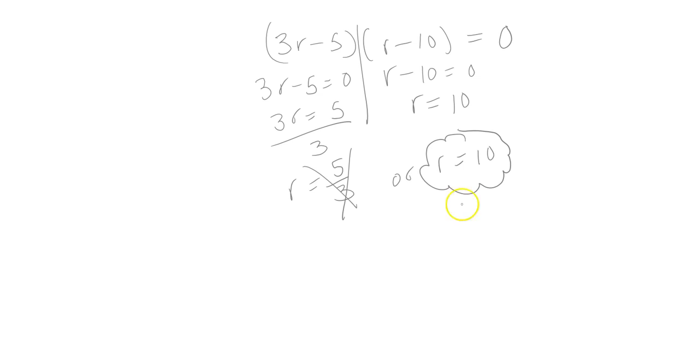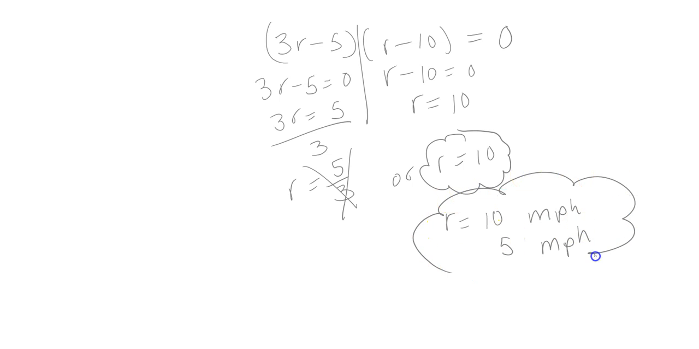So the rate downhill for Dennis is 10 miles per hour, and the rate uphill for Dennis is 5 miles per hour. And I'll leave you to justify that even more fully.